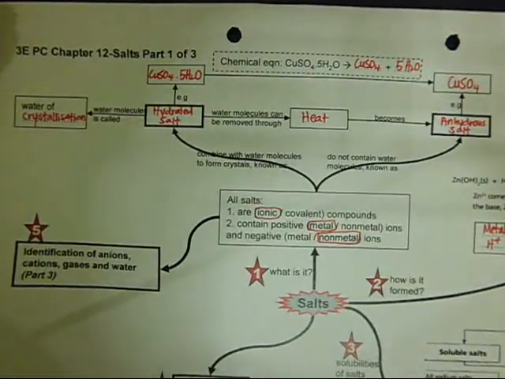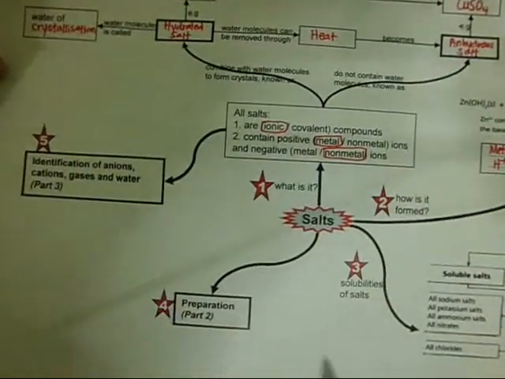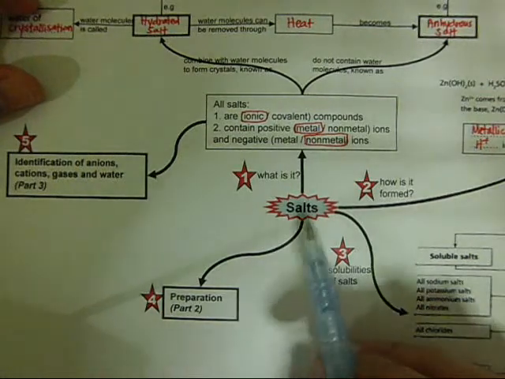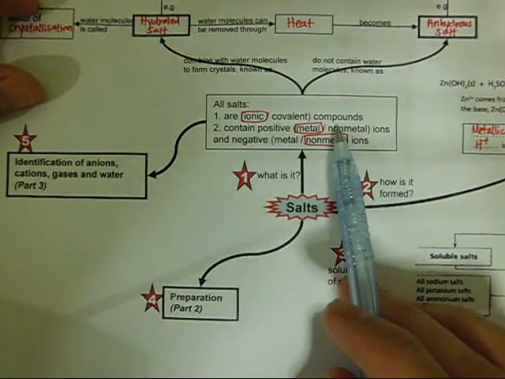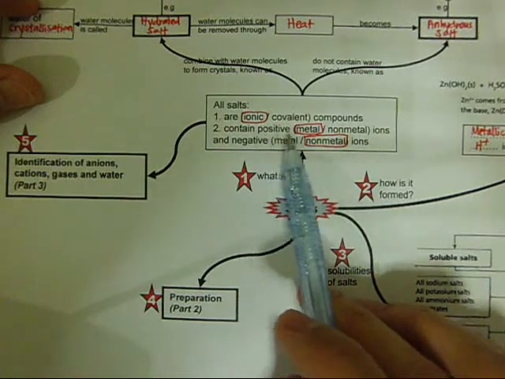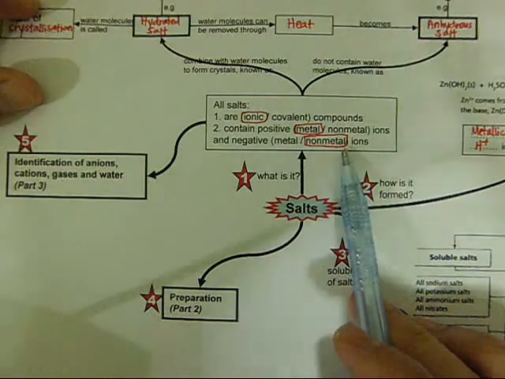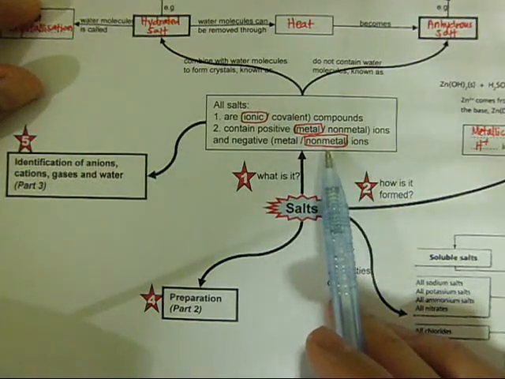Now this is the mind map for the salt chapter. For salt, the first thing we need to know is what a salt is. All salts are ionic compounds, and they contain positive metal ions and negative non-metal ions. So there must be a positive metal ion as well as a non-metal ion.